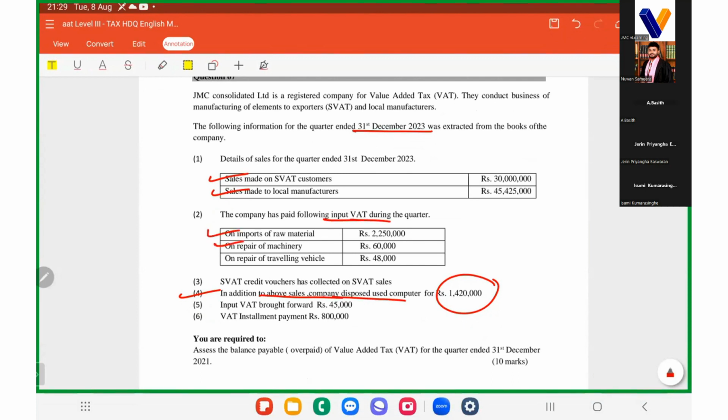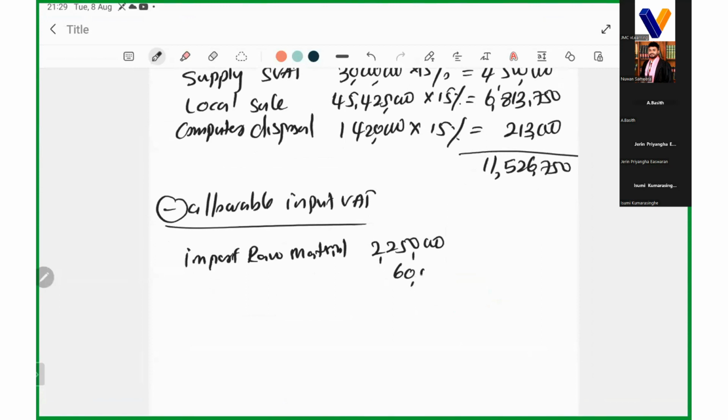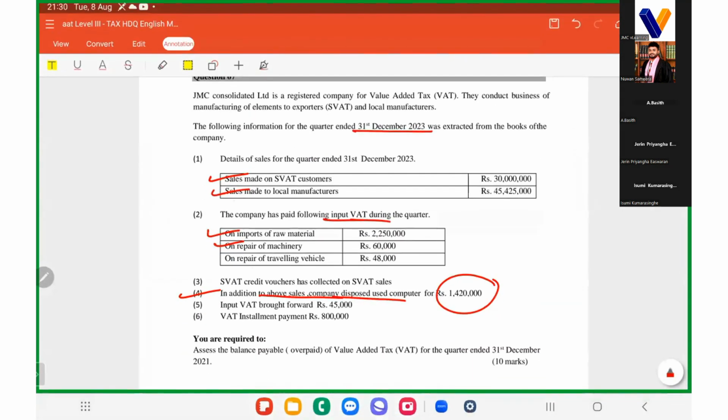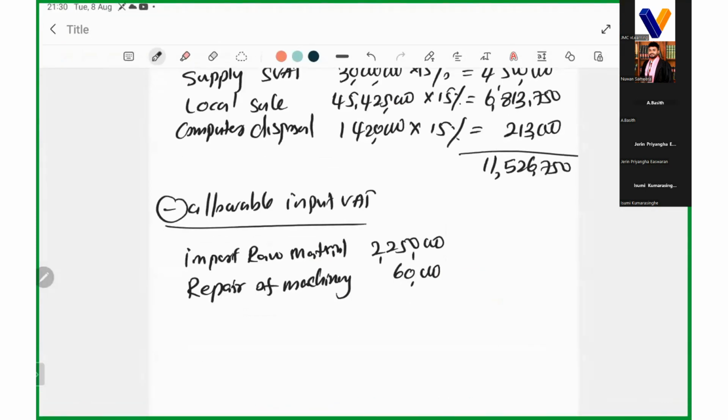On repair of the machinery, we have to take it, because that machinery is used for business income earning. The VAT paid on repair of a car used by the director is not allowed, right? On repair of a traveling vehicle, normally traveling vehicles are not allowed. Repair of traveling vehicle not allowed.